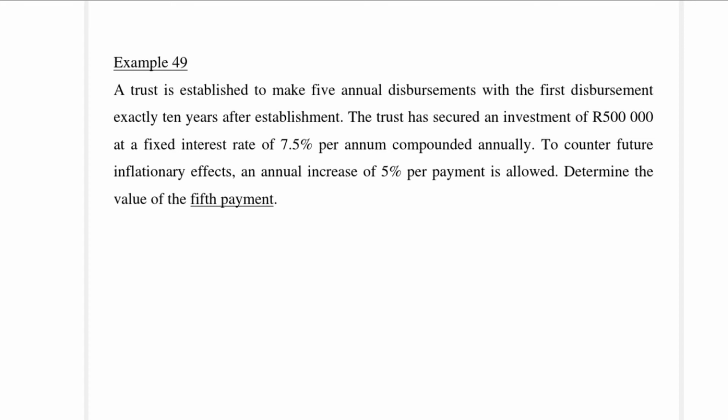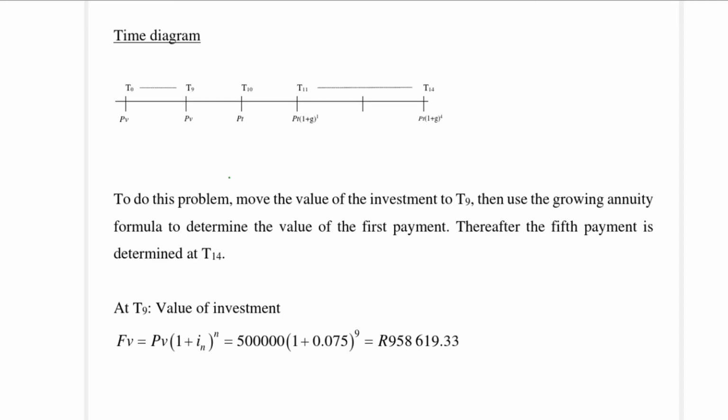So to illustrate this scenario, we can go to a timeline. You can see that the original investment is 500,000 rands, and the first payment only starts at time T10. So this growing annuity starts one time period before the first payment. So my annuity will start at T9. And therefore, to get the present value of this growing annuity, we first need to move the original investment of 500,000 rands to time period T9.